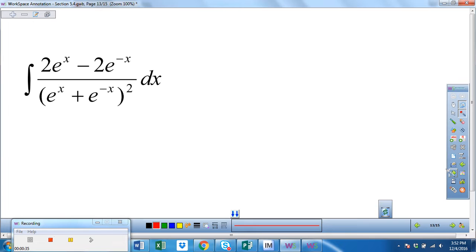And let's see, we have 2e to the x. So this looks a little strange. What should I make u? Well, remember, du always has to be in the numerator. So if I make u equal to e to the x plus e to the negative x, then du would equal e to the x minus e to the negative x.